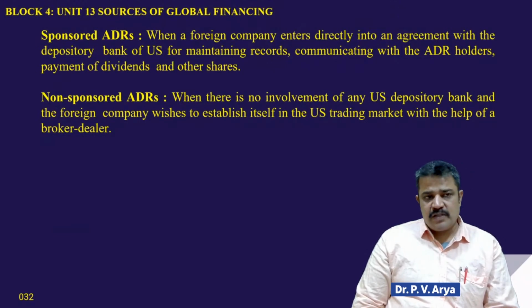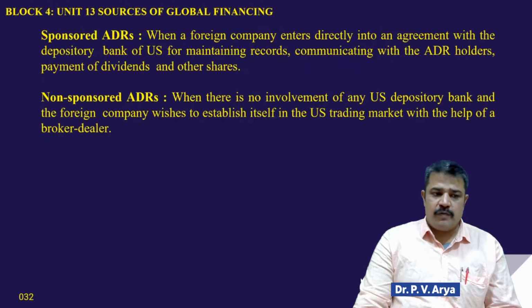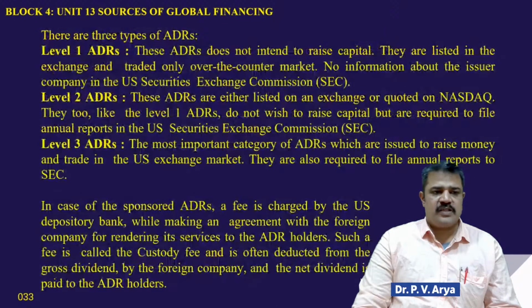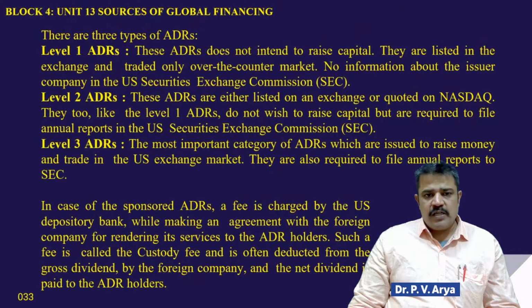As far as the non-sponsored ADR is concerned, when there is no involvement of any US depository bank and the foreign company wishes to establish itself in the US trading market with the help of a broker dealer, it's a non-sponsored ADR. Well, it may be further three types: level one, level two, and level three. Level one does not intend to raise capital, and the level two are either listed on an exchange or quoted on NASDAQ. And the level three, the most important category of ADR, which are issued to raise money and trade in the US exchange market.